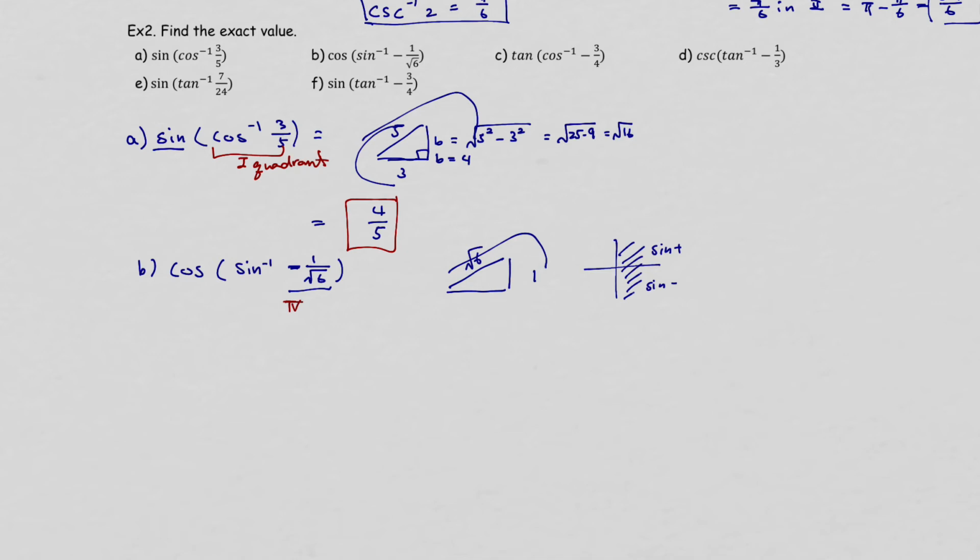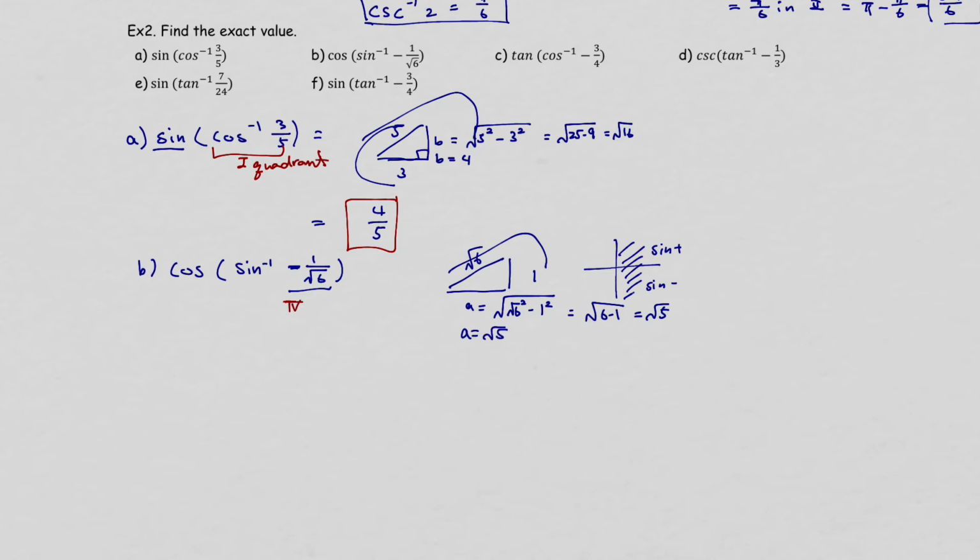Let's find my a value. So I can find my cosine of that triangle. And this is going to be square root of 6 squared minus 1 squared. So that gives you square root of 6 minus 1, which is square root of 5. So your a value is square root of 5.